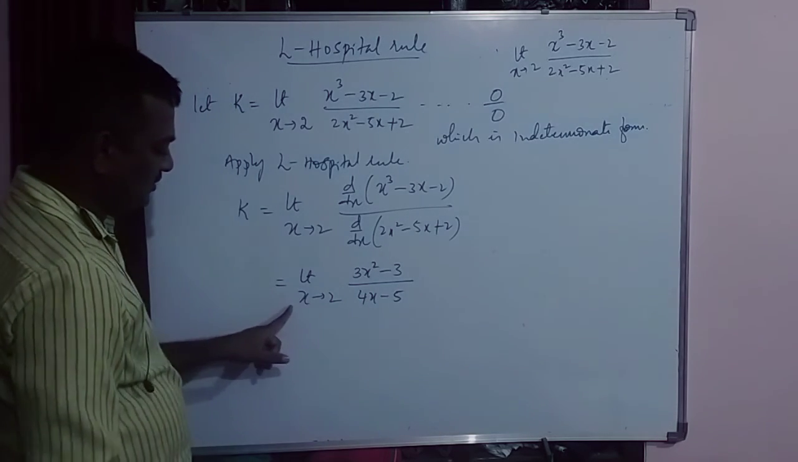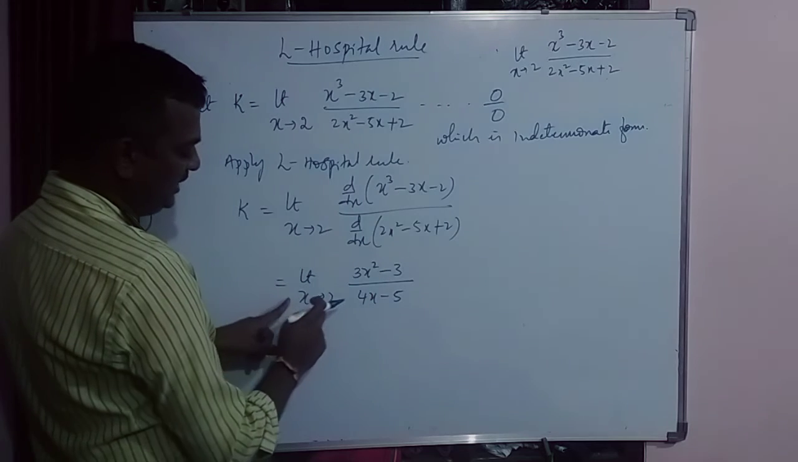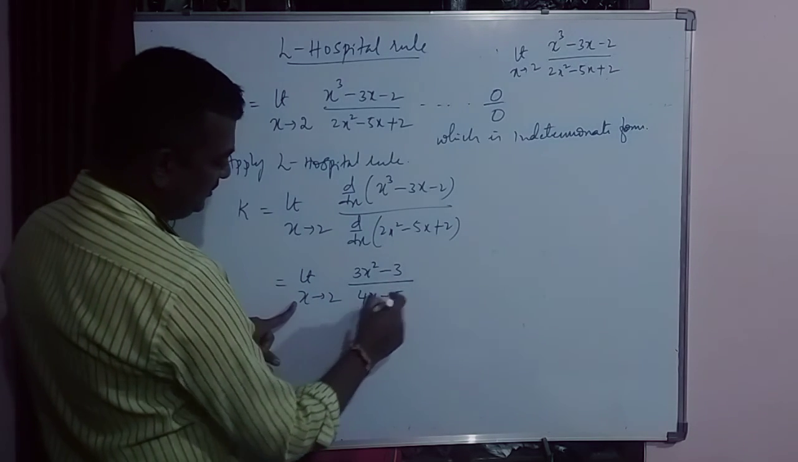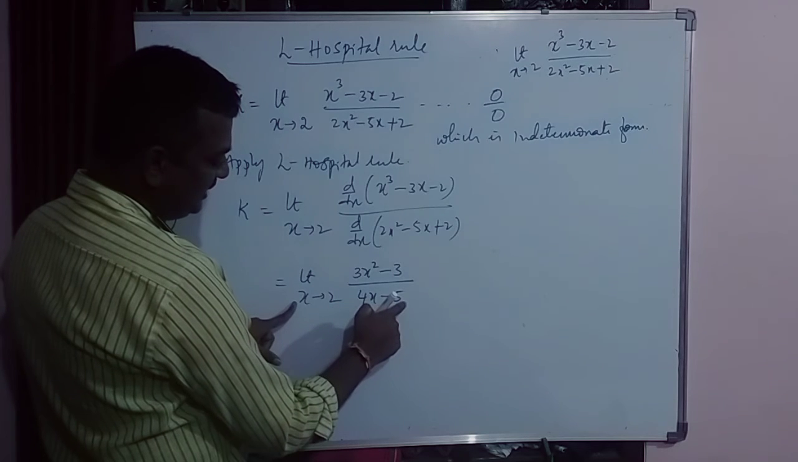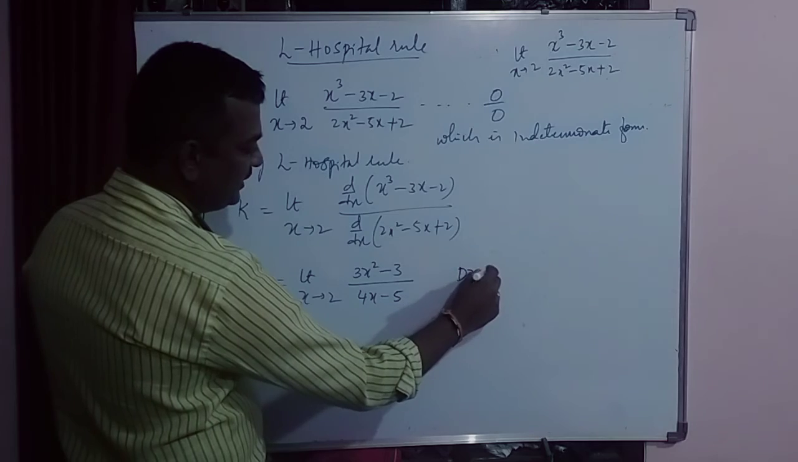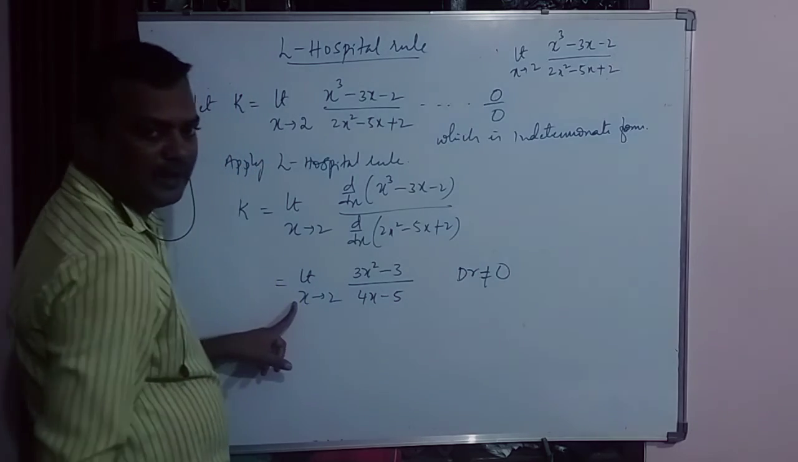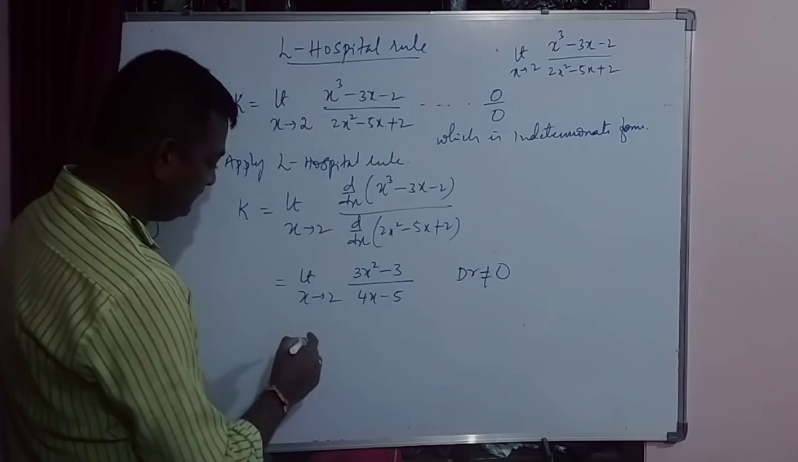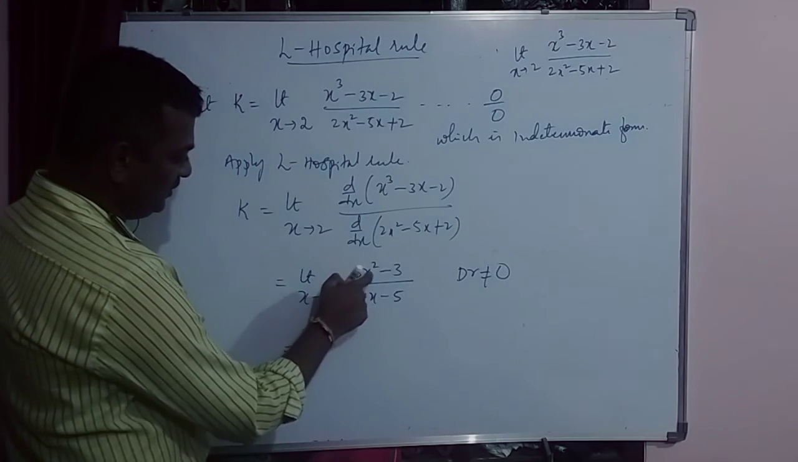And observe, you have differentiated and now substitute the limiting value. Substitute x equal to 2 and observe, 4 2s are 8. 8 minus 5. How much? 8 minus 5 is 3. Denominator is not equal to 0. Stop the procedure. So substitute the limiting value.